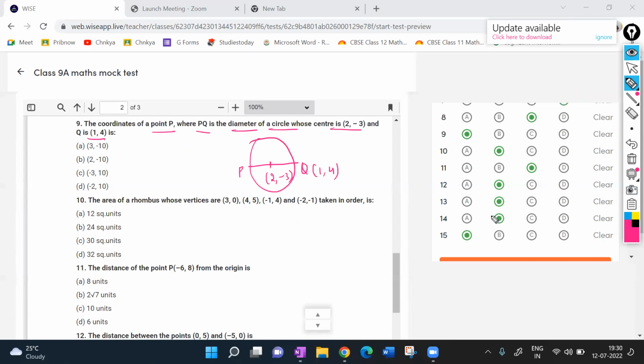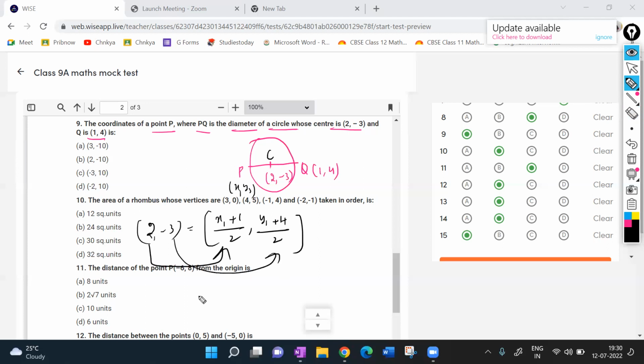You can use the midpoint formula. Let's say this is the center C. C is the midpoint of PQ here. So C is 2 comma minus 3, equal to x1 plus 1 by 2, y1 plus 4 by 2, where x1, y1 is P. I need to find out x1 and y1. So the x coordinate equals the x coordinate.